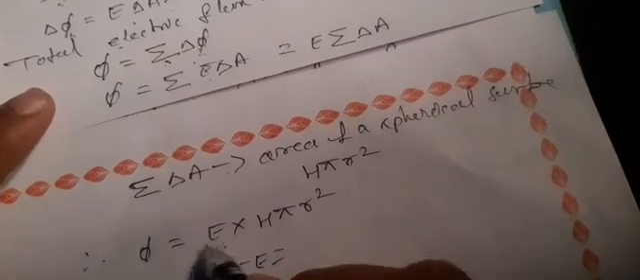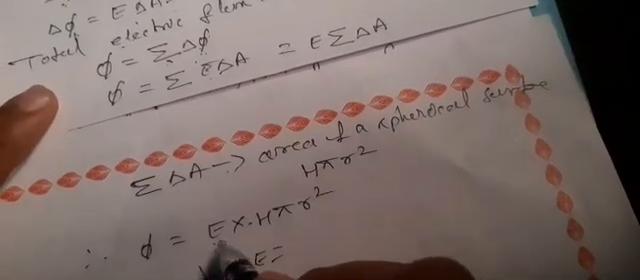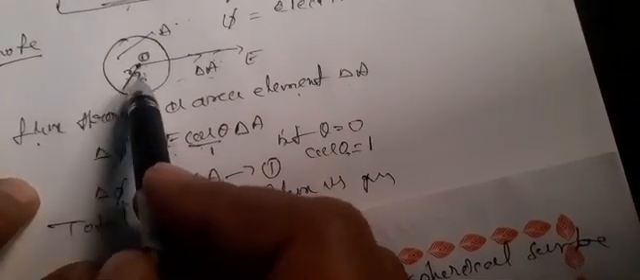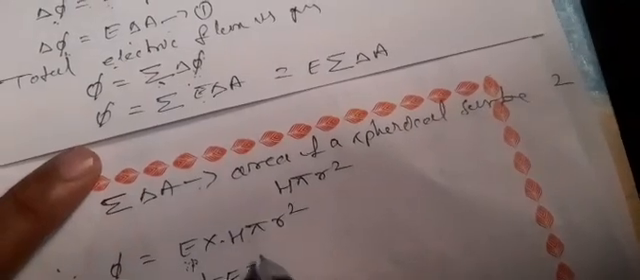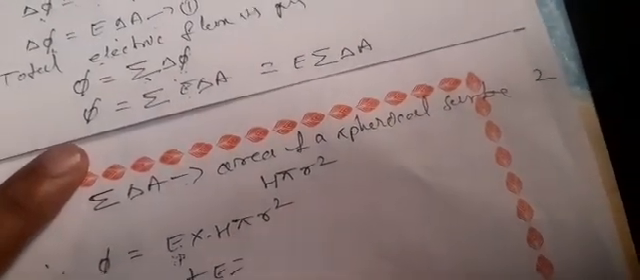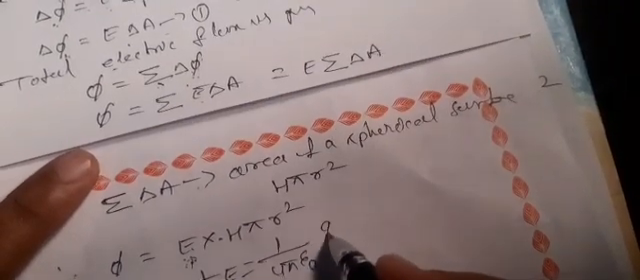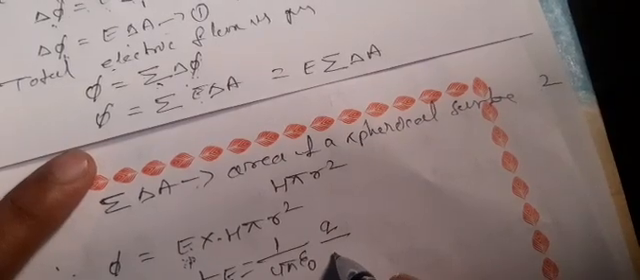In this equation, E is the electric field. What is the expression for the electric field due to a single point charge? The charge Q is a single point charge. The expression for the electric field due to the single point charge is given by 1 by 4 pi epsilon naught, Q divided by the square of the distance between them, according to Coulomb's law.